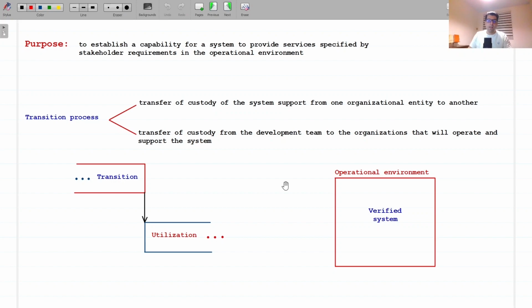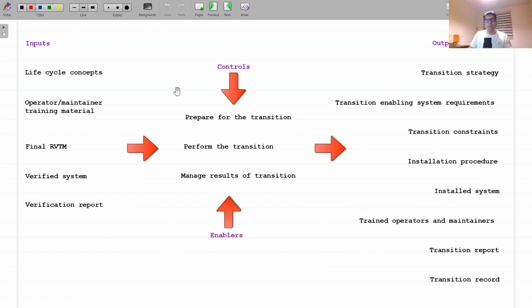While this is a relatively short process, it should be carefully planned to avoid surprises and recrimination on either side of the agreement. Additionally, transition plans should be tracked and monitored to ensure all activities are completed to both parties' satisfaction, including resolution of any issues arising during transition. This slide demonstrates the IPO diagram for the transition process.